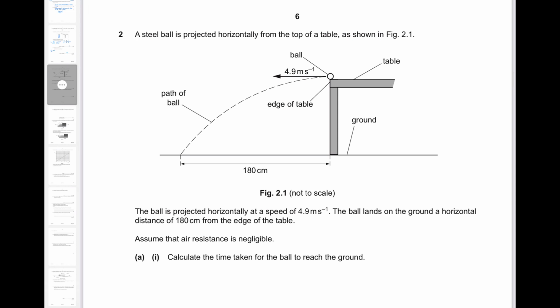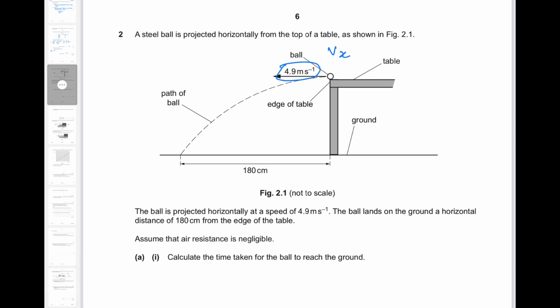Question 2. A steel ball is projected horizontally from the top of a table as shown in figure 2.1. So you've got the initial horizontal velocity as Vx, and remember, in projectile motion, in the horizontal direction, acceleration is 0, which means that the horizontal velocity remains the same throughout the time of flight. However, in the vertical direction, you've got acceleration due to gravity, which is why the vertical velocity would increase in magnitude.